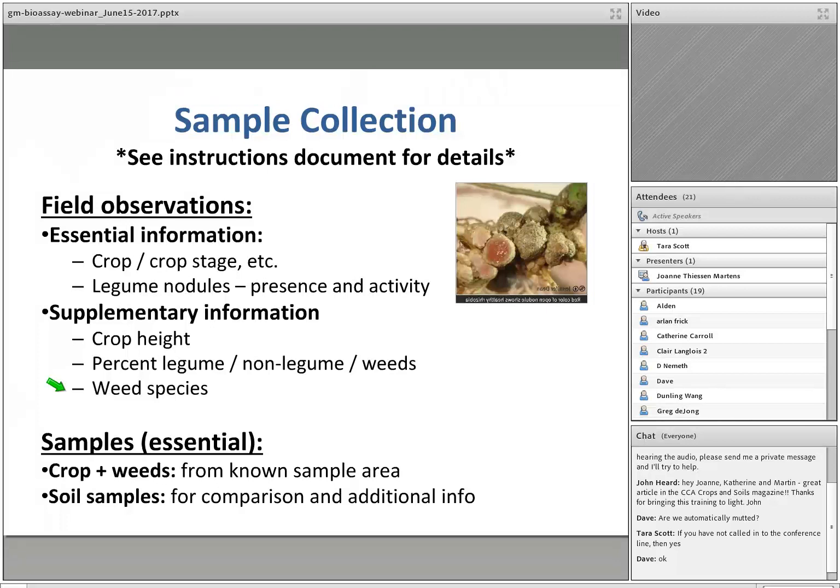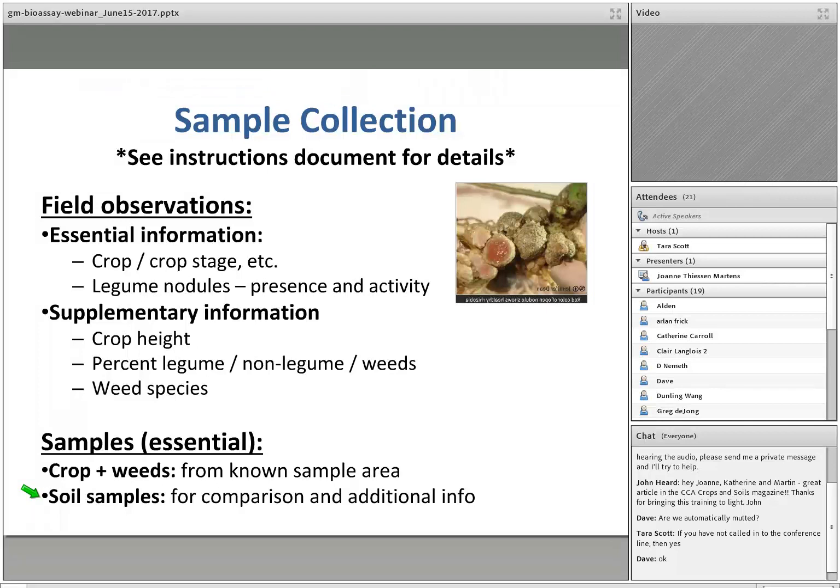It's also good to take note of what the weed species are in that field, because that will come into play when you're discussing management with the farmer. And then there are also some samples that are essential to collect. We need to collect crop and weed biomass. That's the above ground plant growth from a known sample area. We'll talk about that in a little more detail in a second. And we also need to collect soil samples for comparison and for some additional information.